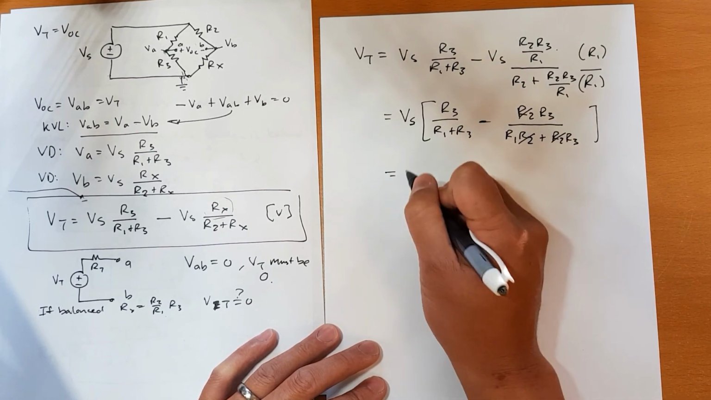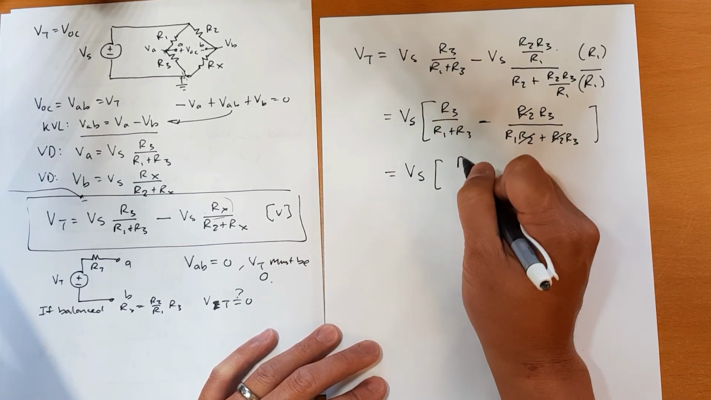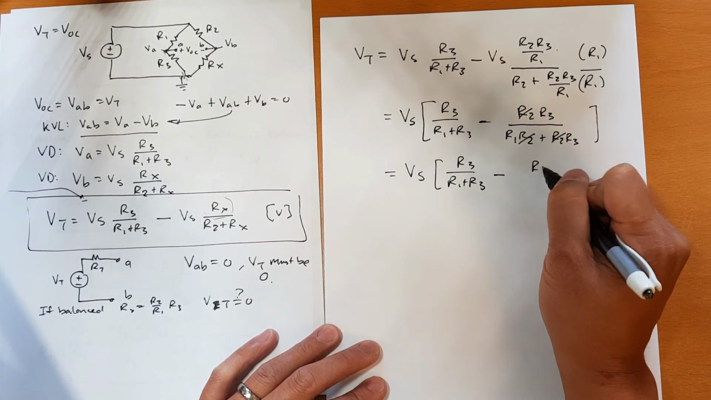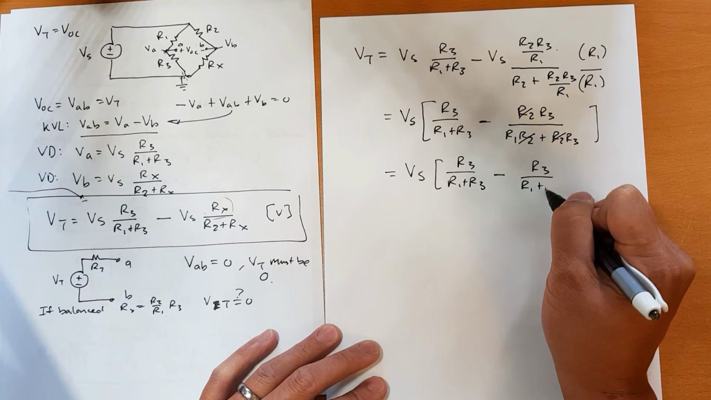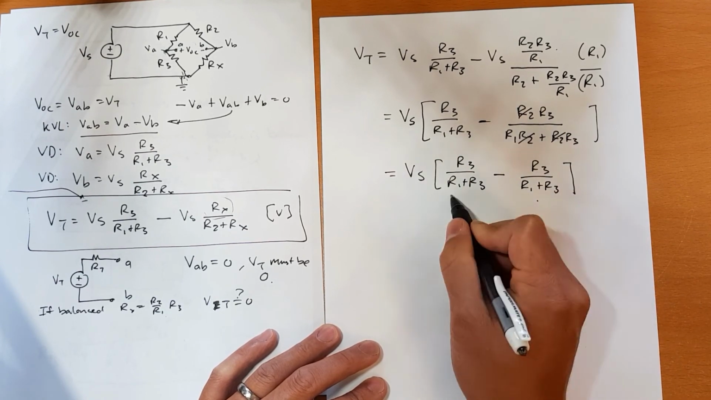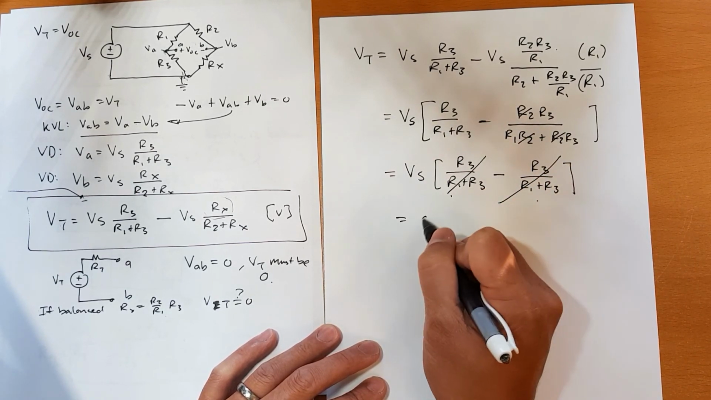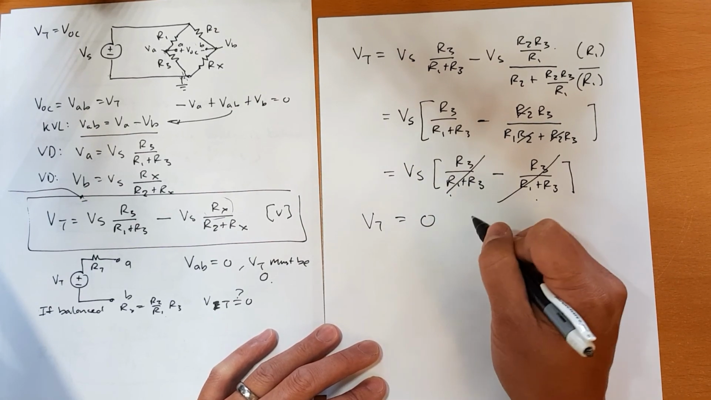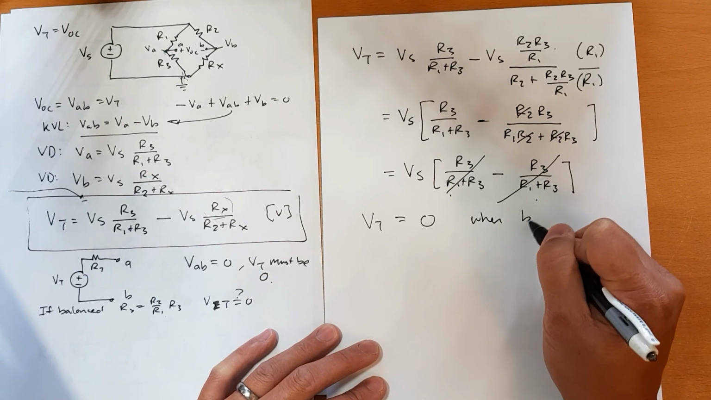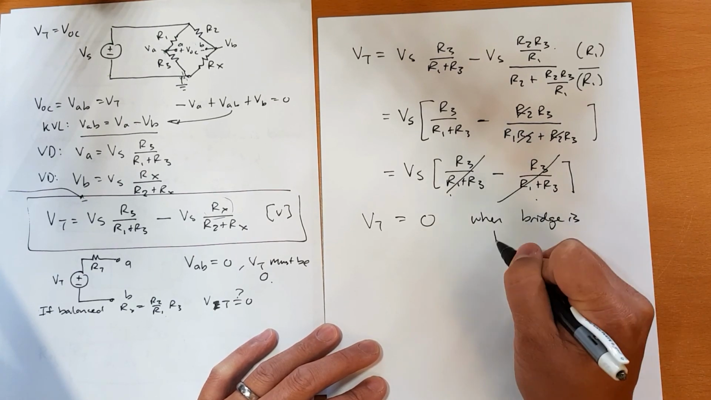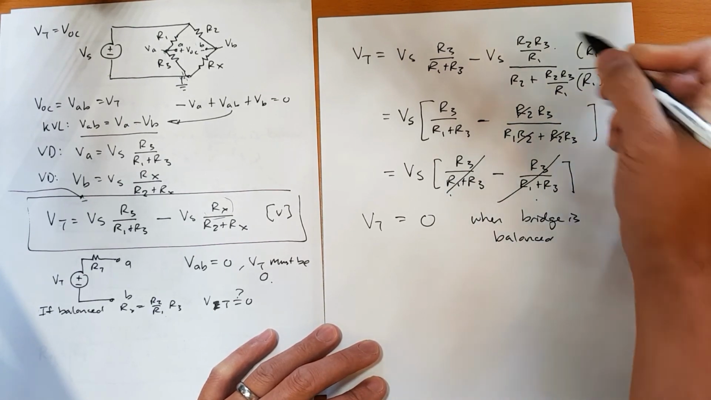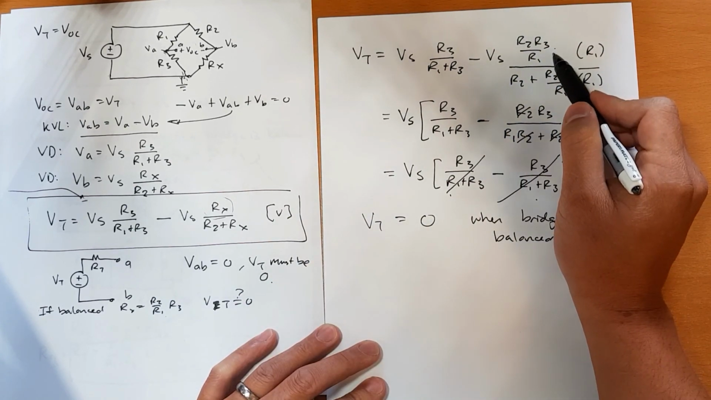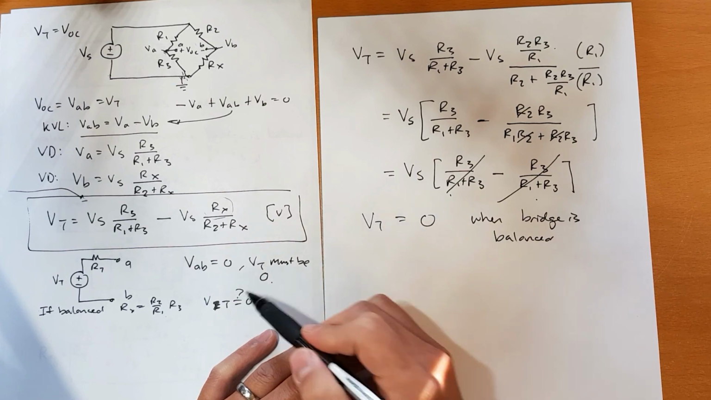This is good. So now I have VS times R3 over R1 plus R3 minus R3 over R1 plus R3. Oh, these are the same terms, so this whole thing cancels, this whole thing equals 0. And so what we just showed ourselves is that VT equals 0 when the bridge is balanced. And how did we confirm that? Well, we took the condition for the resistor when we know it's balanced, plugged it into an expression for VT, and found that, yes, sure enough, it is 0.